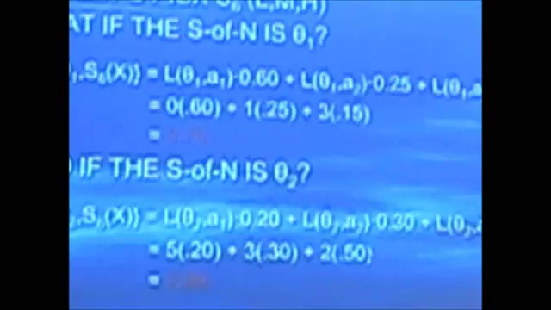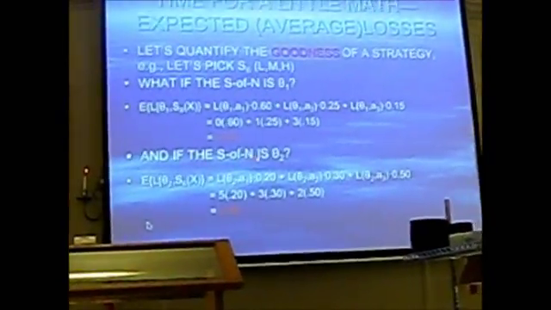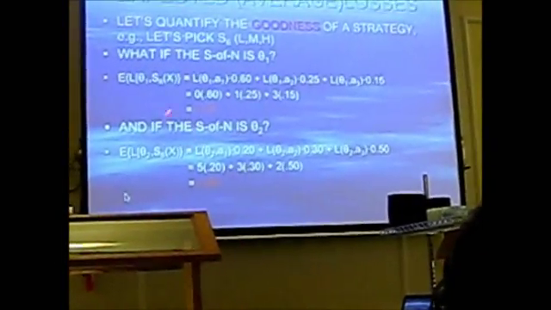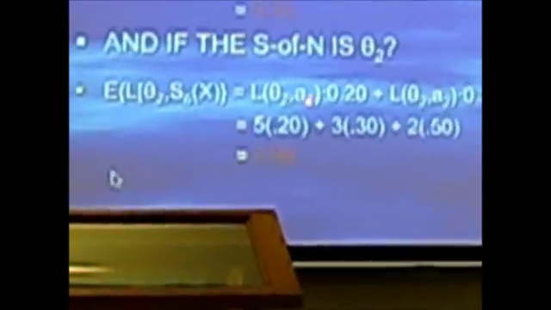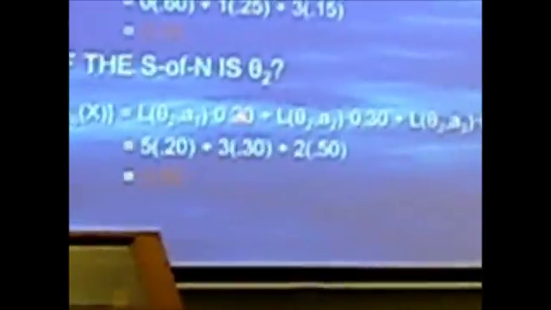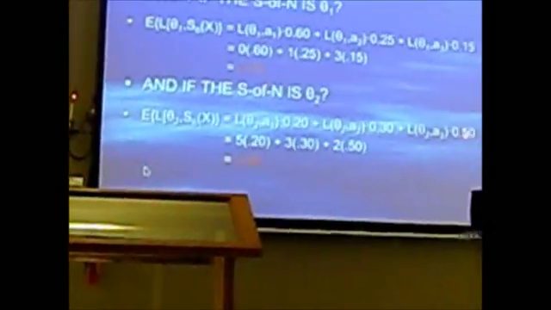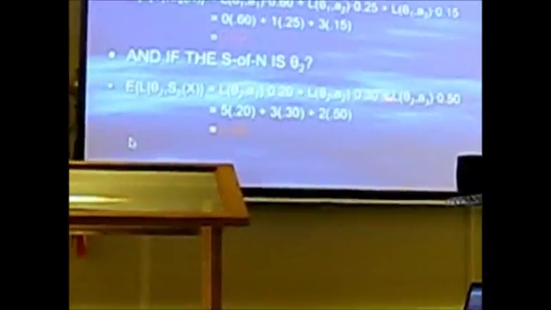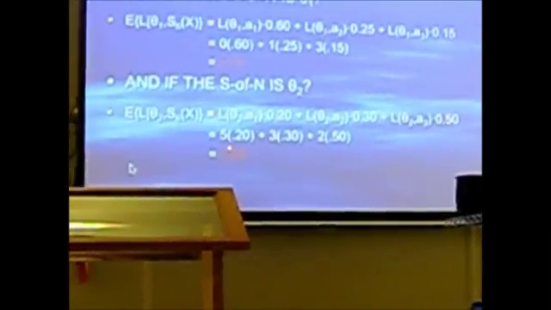And now we do the same thing. What if the state of nature is theta 2, rainy? And we do exactly the same thing. The expected loss will be the loss if it's theta 2 and we take action A1, and the weather forecaster calls that 20% of the time, 30% of the time, 50% of the time. Put in the numbers from that loss table, and it turns out to be 2.90. Okay, let's stop for a minute.